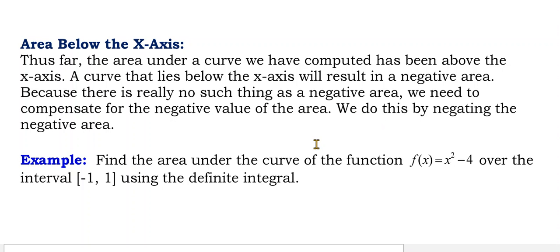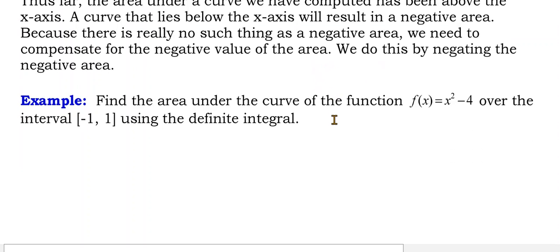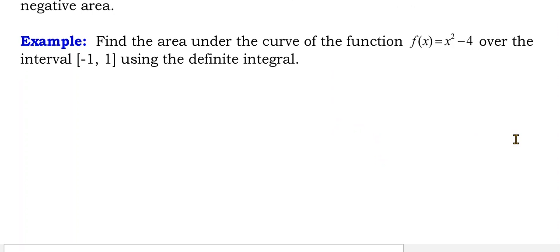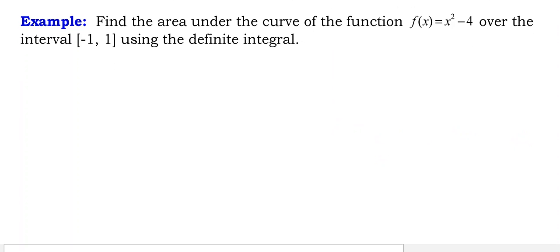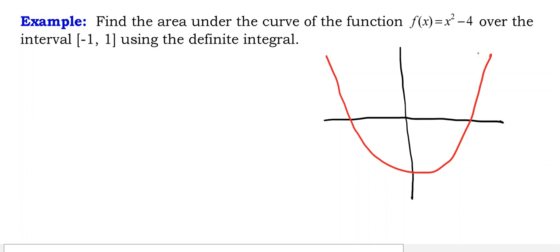So we need to compensate for that by taking any area that is below the x-axis and simply taking the absolute value of it or negating it. So that can be shown in this first example. If we graph this in Desmos, you will see that this parabola looks something like this. And it intersects here at 2 and here at 2. And again, you can get that from Desmos.